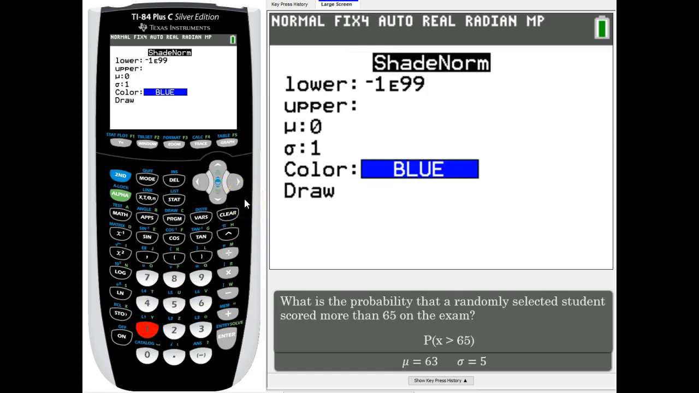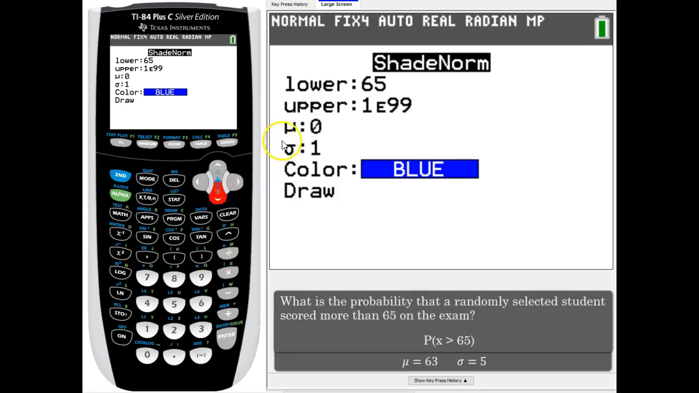I need a lower boundary and upper boundary. What is my average and what is my standard deviation? I do need to plug in these values. My lower boundary, since I want more than 65, 65 is going to be my lower boundary. My upper boundary, remember the normal curve really goes off to infinity, so I need a large number. I'm going to use 10 to the 99th, and I'm going to put it in as scientific notation. I think it's just faster. So second comma, that gets it in scientific notation as the EE. And I'm just going to say 99. To the calculator, that means 10 to the 99th. To us, it just looks like E99.